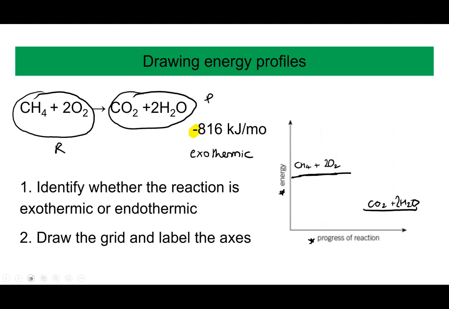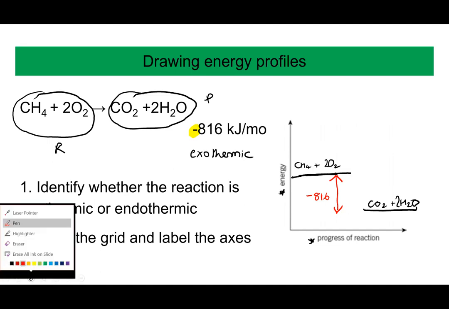The next step is I label my energy change. So I show that this is my change in energy. And I know what my change in energy is because it says so next to my reaction. That amount of energy is 816 kilojoules. Now, it doesn't have to be to scale. You don't have to do it like a proper graph. It just needs to show it.